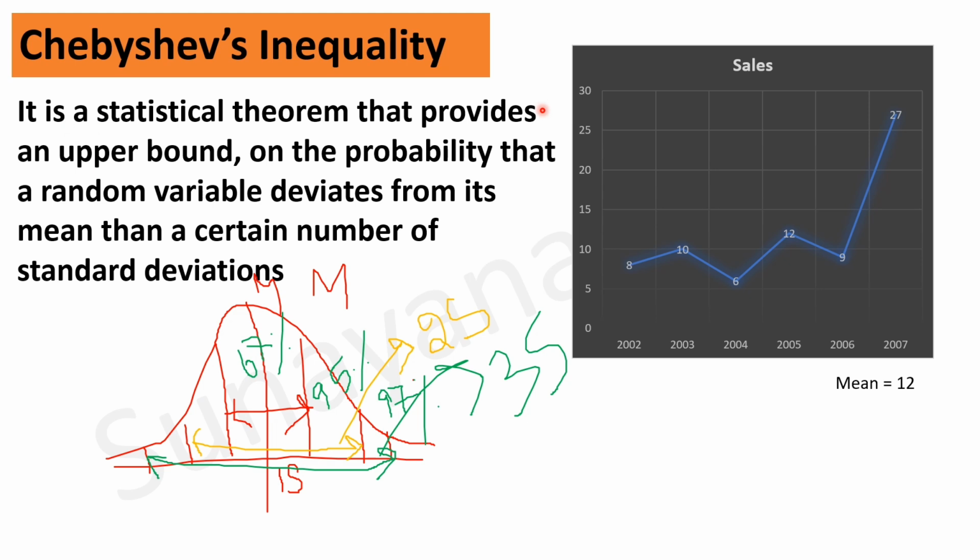It is a statistical theorem that provides an upper bound on the probability that a random variable deviates from its mean. Our random variable is around the mean.